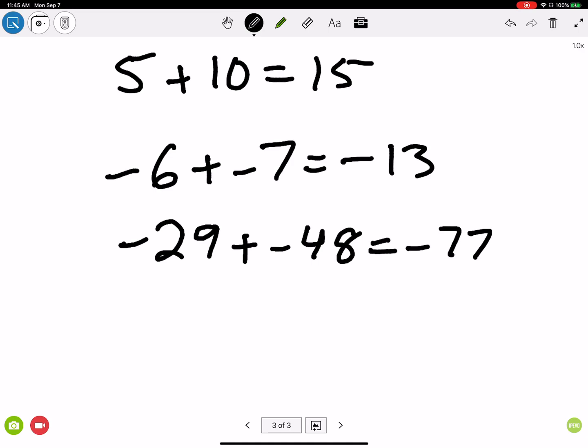Okay? That's it in terms of same sign. Okay? If they're the same sign, that's all you have to do. But what happens if they're not the same sign? Okay? If they're not the same sign?